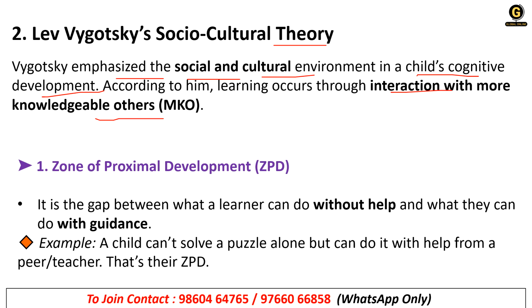Clear? In this, there are stages. First, the zone of proximal development, ZPD in short. It is the gap between what a learner can do without help and what they can do with guidance. So there will be a difference between what they can do without help and what they can do with help. Understood? This is the zone of proximal development. Clear? This is a very important concept in Vygotsky's theory, which tells about the gap between what learners can achieve independently, without help, and what they can achieve with guidance, with help or collaboration. Clear? And learning is most effective when tasks are within this zone.